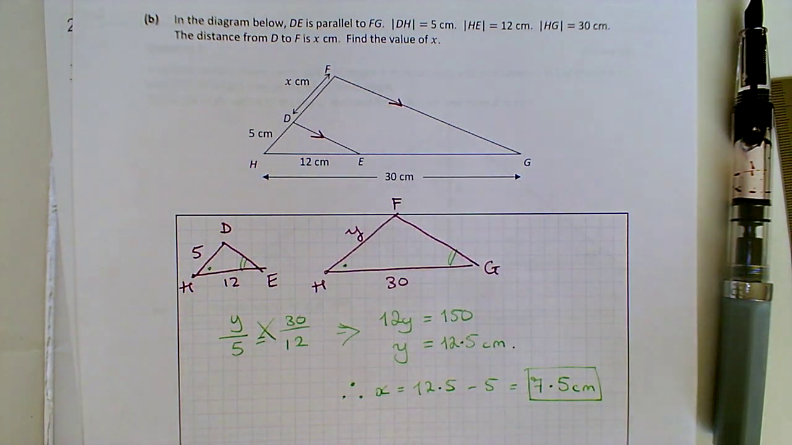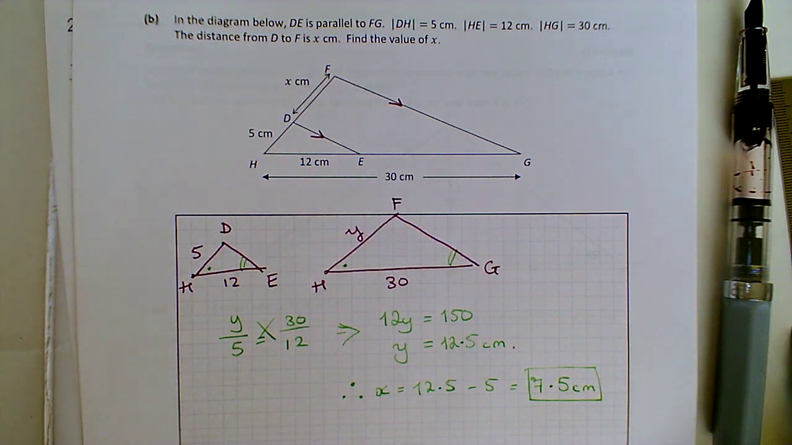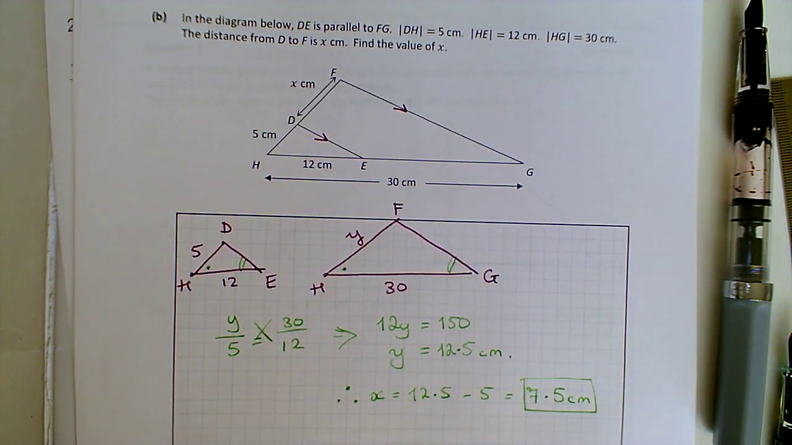Okay, so the similar triangles, if you ever have parallel lines inside a big triangle like that, it makes two similar triangles. Right, I'll do the next question in a separate video.